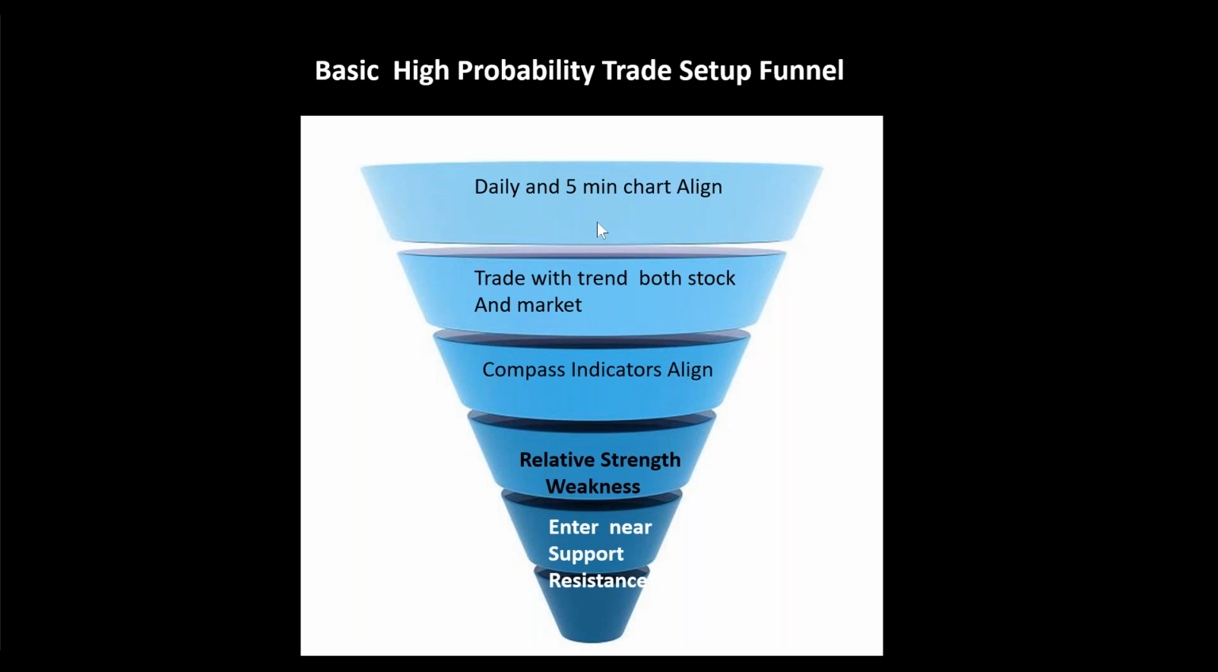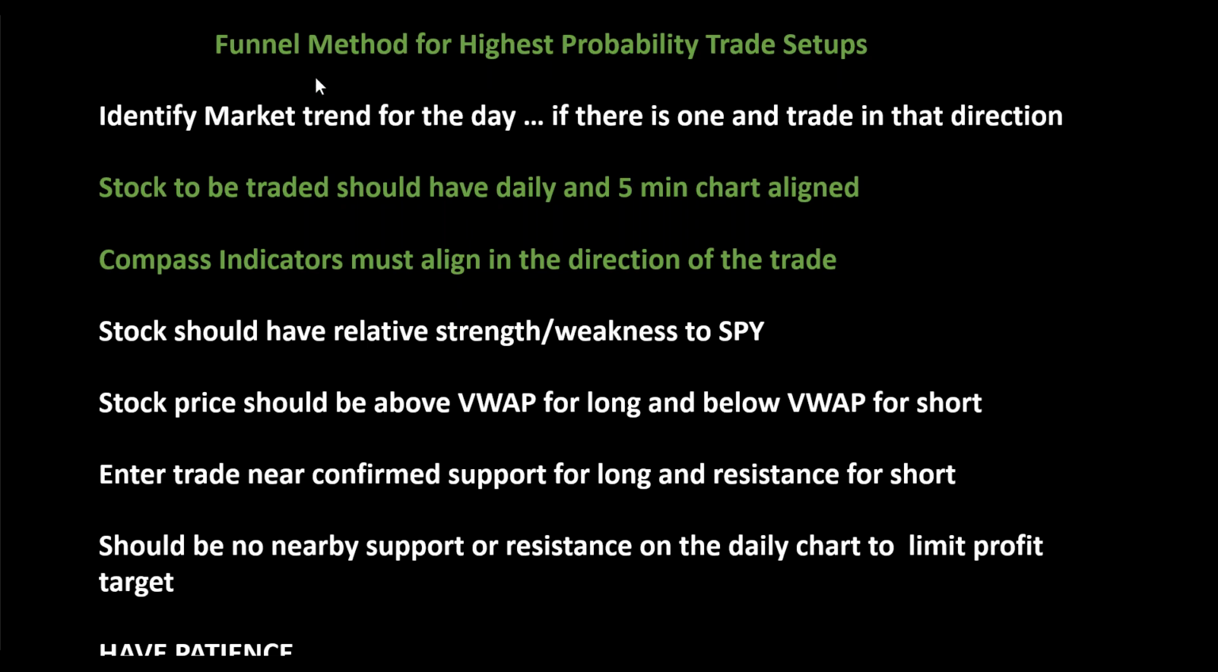So this is what a high probability trade setup funnel looks like. If you look at a stock, you want to run it through this checklist, and that'll tell you whether it's a high probability trade setup or not. This is basically the same information written out, but you notice the stock to be traded should have a daily and 5-minute chart aligned, and the Compass indicators must align in the direction of the trade. This is really important. Relative strength, very important.